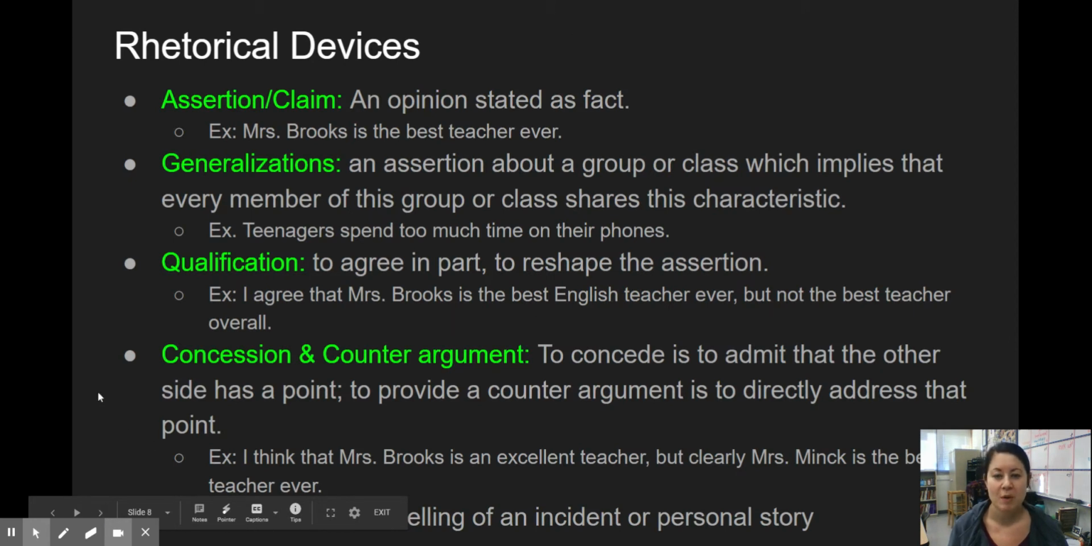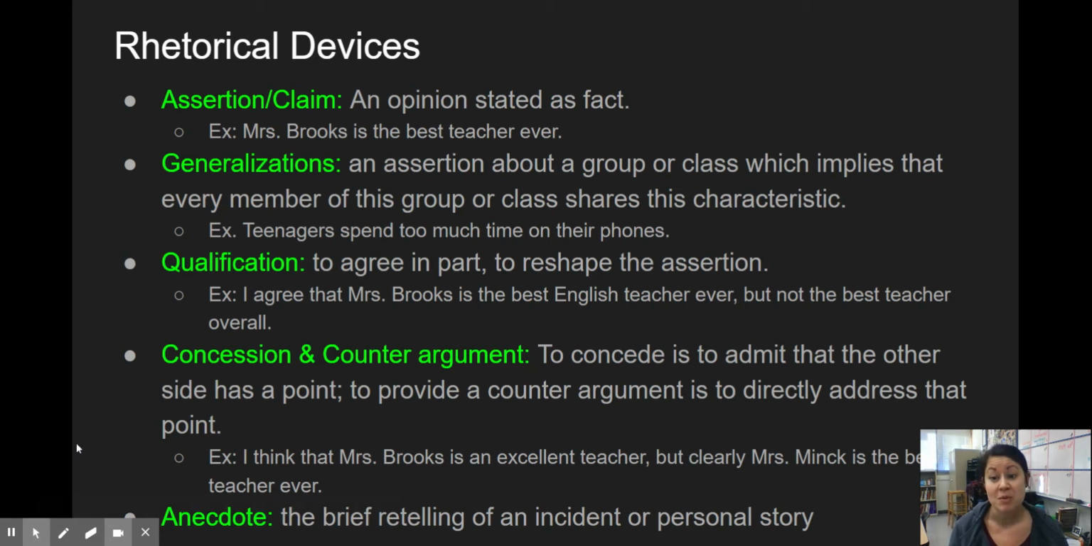There's all kinds of incredible rhetorical devices out there. Assertions and claims. These are directly stated as facts. Mrs. Brooks is the best teacher ever. Pure fact, right? No, but this is how an assertion or a claim is stated in rhetoric.